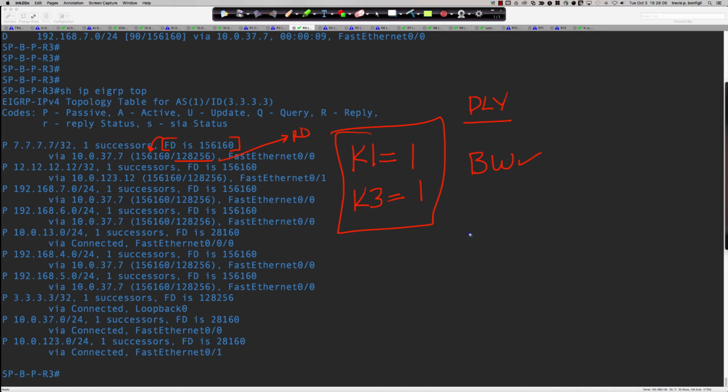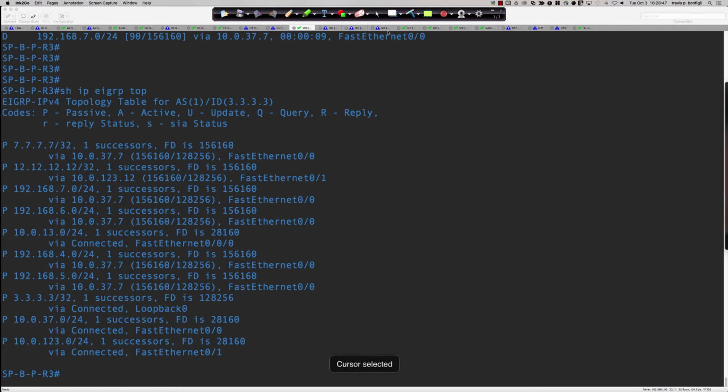And that's what we use here, right? So we get all of the delays and add them up, and we get all of the bandwidths. And then remember, we've got that 10 to the 7 divided by the bandwidth in kilobits per second. And I'll put that here. And then we're going to add that to the delay divided by 10, because we need to get it into tens of microseconds, and what we look at is microseconds when we get the interface output. And then this whole thing gets multiplied by 256, right?